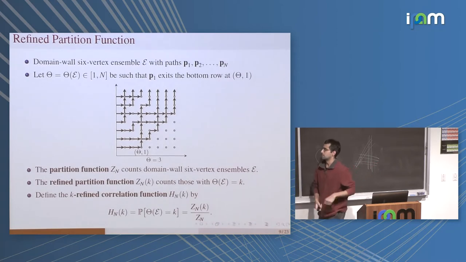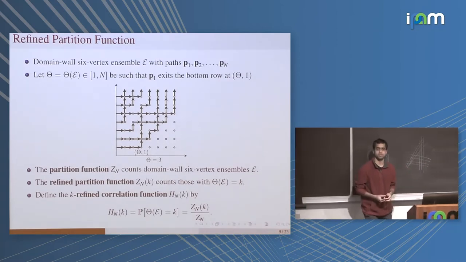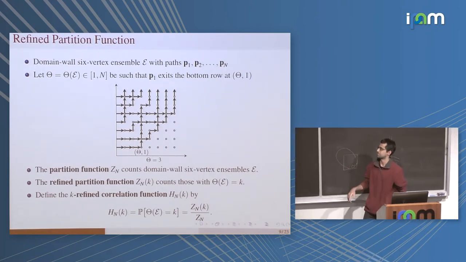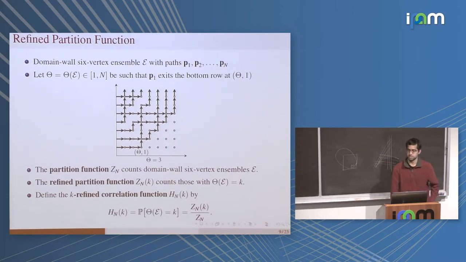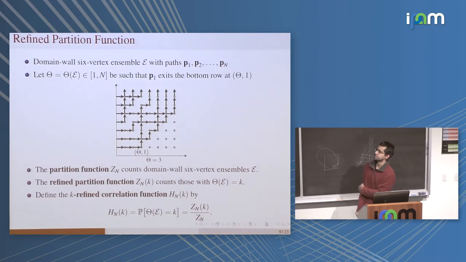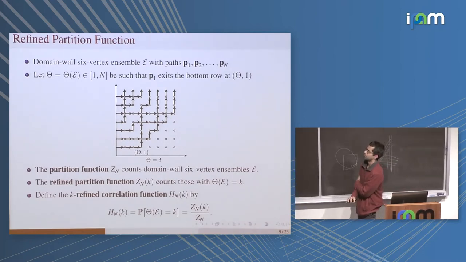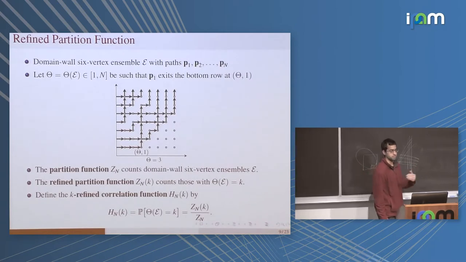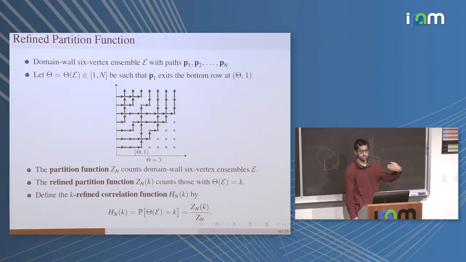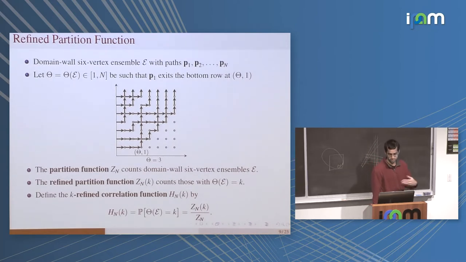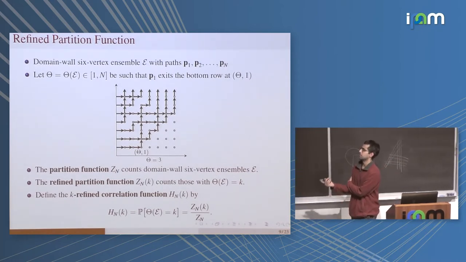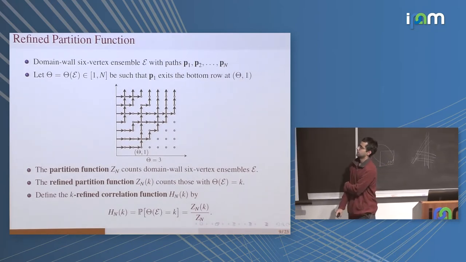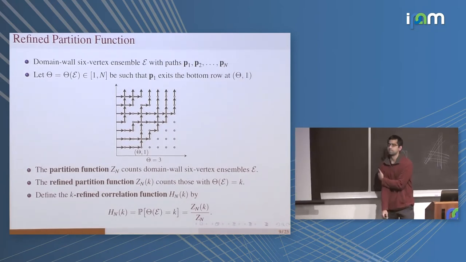I'll define Zn to be the number of domain wall six-vertex ensembles. This is counted by the alternating sign matrices, for example, by a product and quotient of factorials. And this refined partition function, Znk, denotes the number of such domain wall ensembles with a specified value of theta. So I'm refining this partition function based on the location where the bottommost path exits the lowest row. I'll define this correlation function, hn of k, to be the probability that if I pick one of these ensembles at random, theta is equal to k. So it's simply given by the ratio Zn of k divided by Zn.